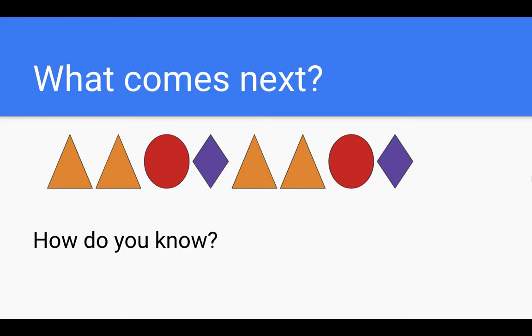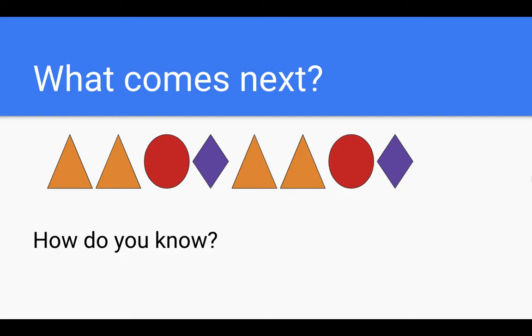Before this lesson, you looked at a pattern. I asked, what comes next? How did you know? You knew because you were able to see the pattern that came before it and predict what might come next. I'm guessing you probably thought it was the orange triangle.